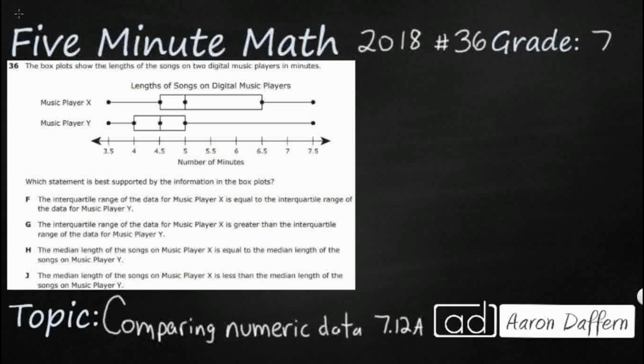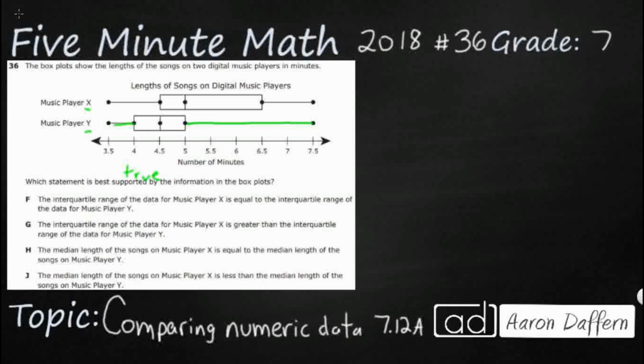So we've got two different box plots, and they're stacked on top of each other so we can at least compare them using the same scale here. It shows the length of songs on two digital music players in minutes. So we've got music player X, music player Y. And you've got these little boxes, and sometimes this is called a box and whisker plot because you've got these little lines kind of sticking off to the side. And we'll look at what that means in just a moment. We're trying to find which statement is best supported by the information. So we're looking for which one of these is true.